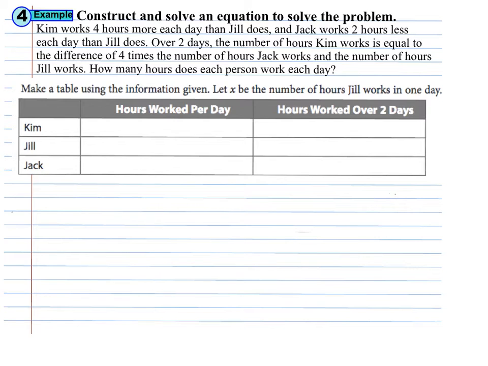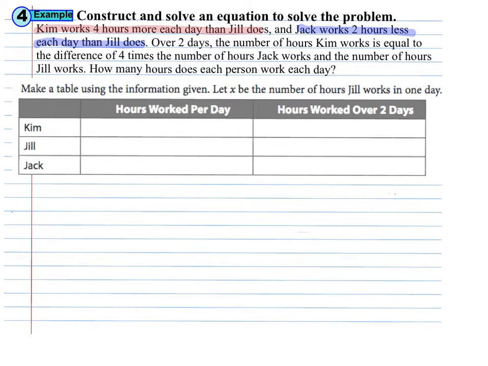So these are going to be our last problems that we did not finish yesterday. Our first problem states that Kim worked 4 hours more each day than Jill does. That will be our first equation once we figure out the rest of the information. Then they say Jack worked 2 hours less each day than Jill does. That's going to be another equation about Jack.